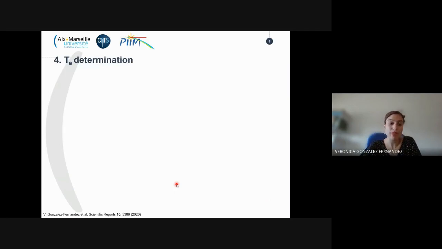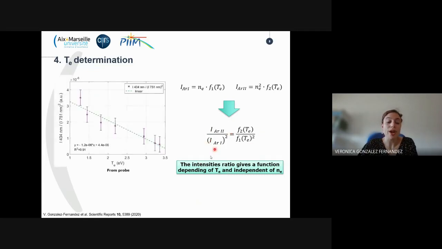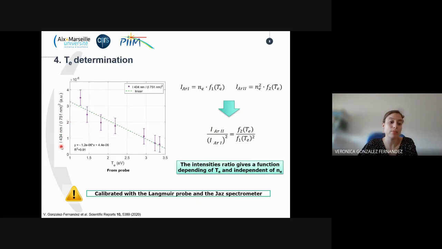So, what was the method to determine the electronic temperature? Our starting point is the two relationships of the corona model, and with these two relationships, we have arrived at an expression that is independent of the electronic density and depends on an intensity ratio. With these two expressions, we are able to arrive at a fit that brings together this intensity ratio and the electronic temperature of our plasma. Of course, to be sure that this fit is accurate, we have validated and calibrated it with the Langmuir probe and the spectrometer.